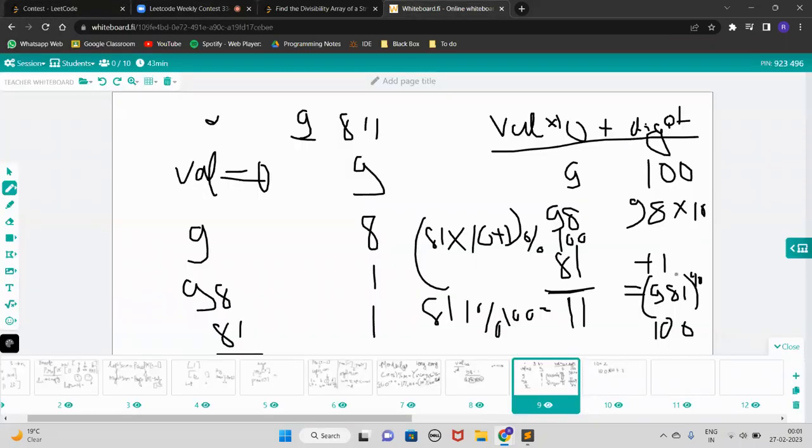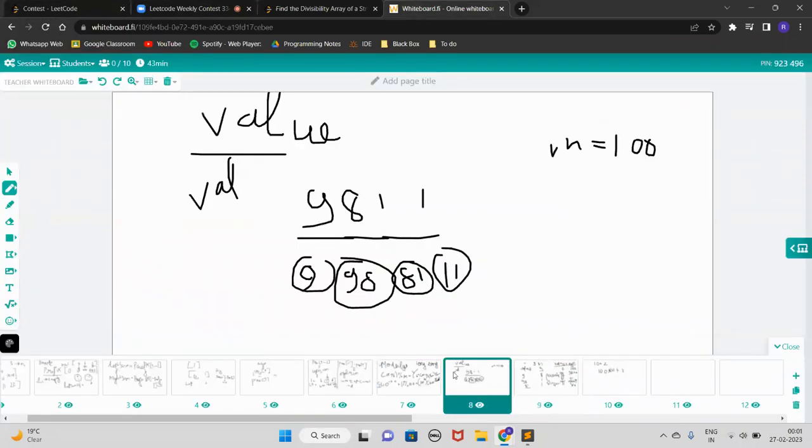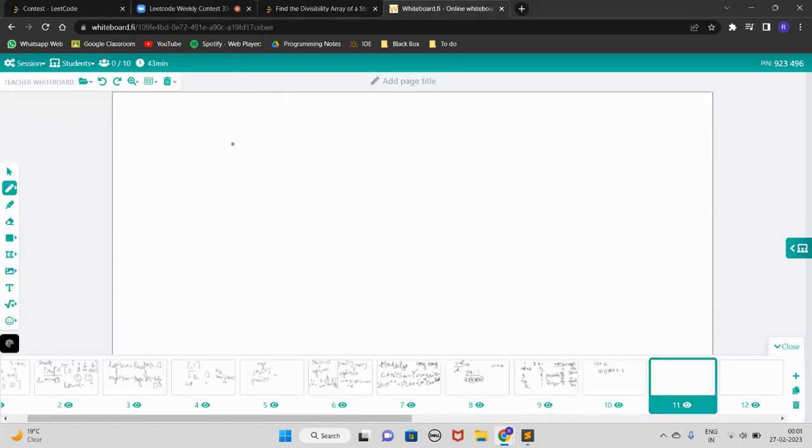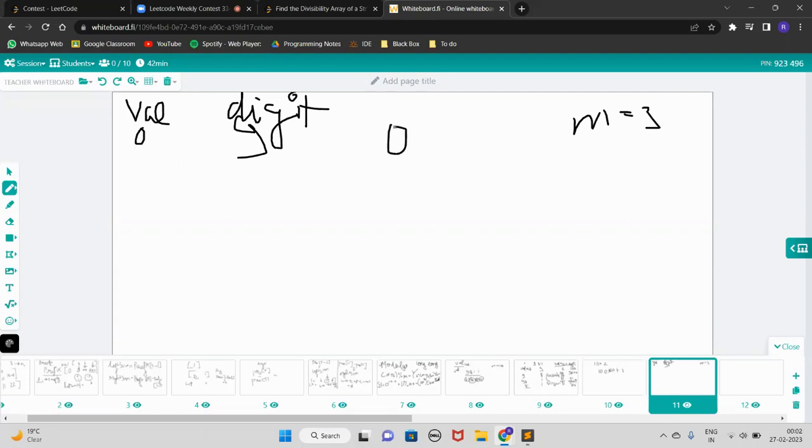Why 100? Because I was taking it as an example over here. In the problem, we will be using 3, but with 3 it is not very clear. So if you want, I can also do it with 3. So initially val is equal to 0 and digit equal to 9. The value of m is equal to 3. So val into 10, it would be 0 plus digit 9. 9 mod 3, that would be 0.